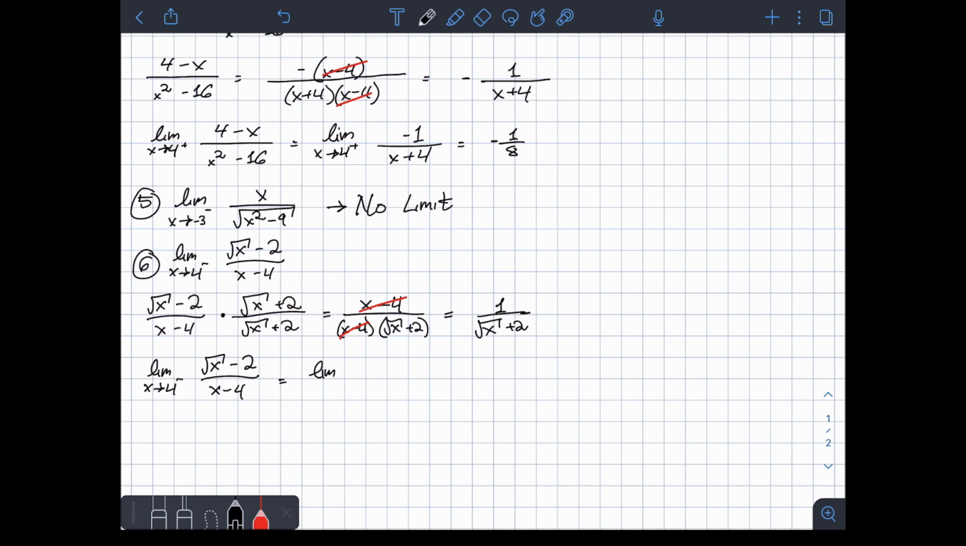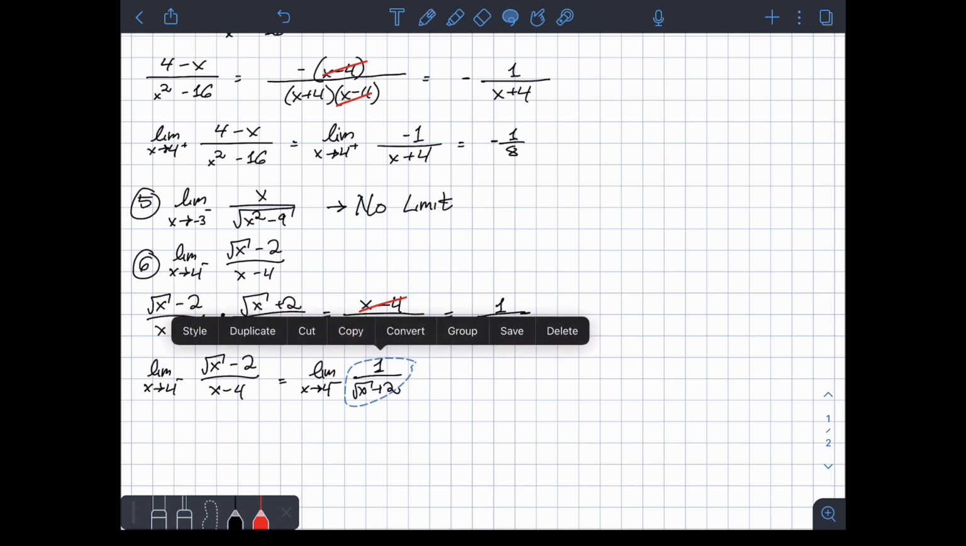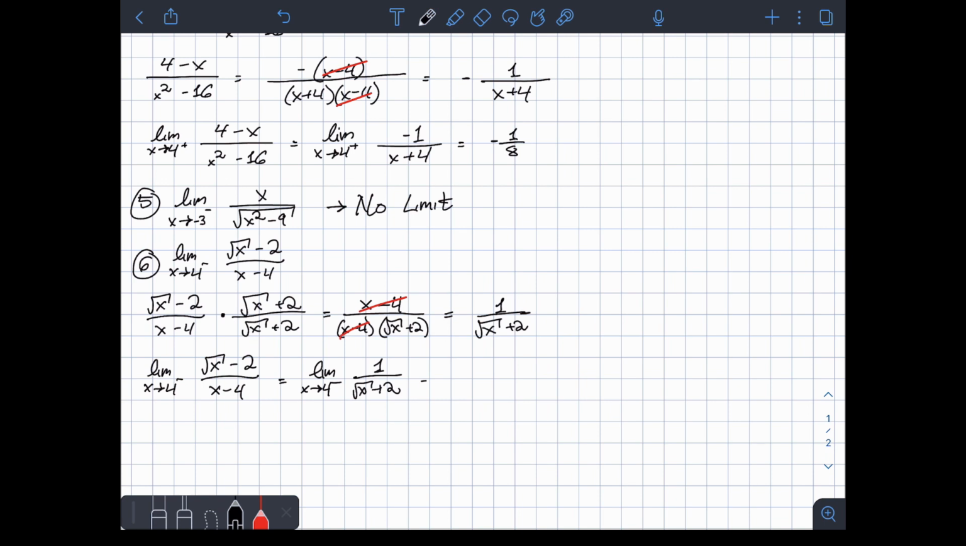The limit as x approaches 4 from the left of 1 over (√x + 2). And we can just do direct substitution: 1 over (√4 + 2), which is 1 over 4.